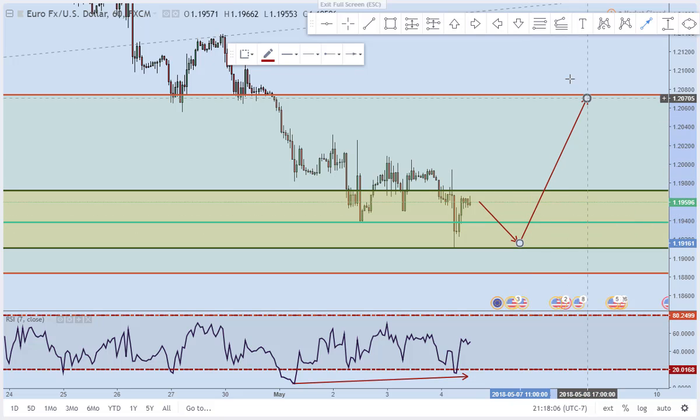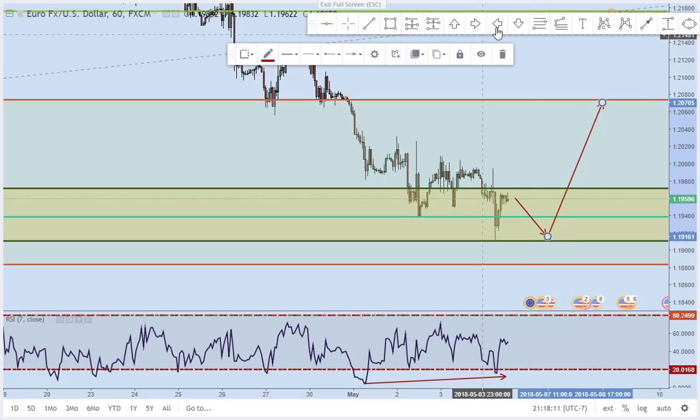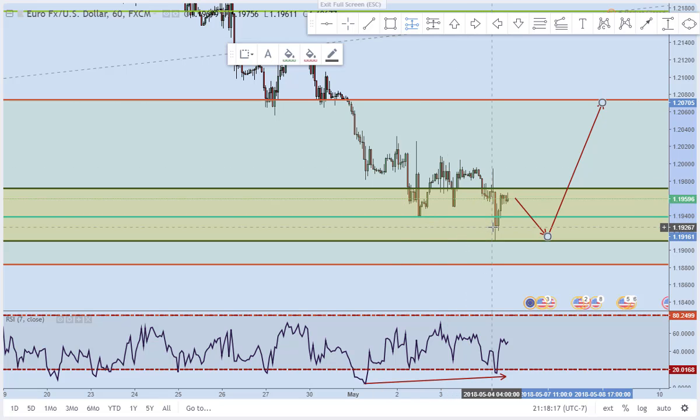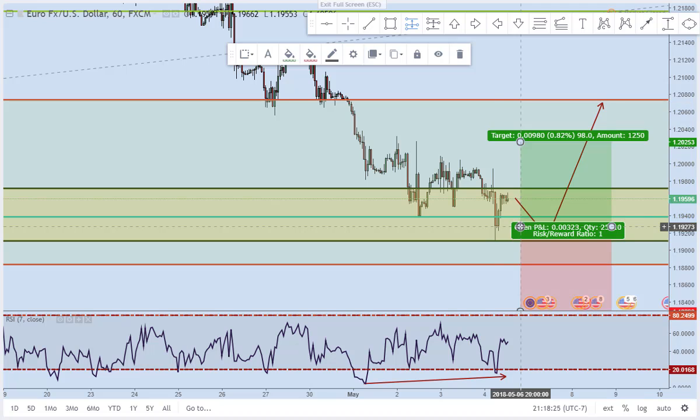And I'm expecting a move to the upside. If price action does play out as expected, there's just a 50% chance that it might, but if it does, this is how our trade might look: entry somewhere at this level.